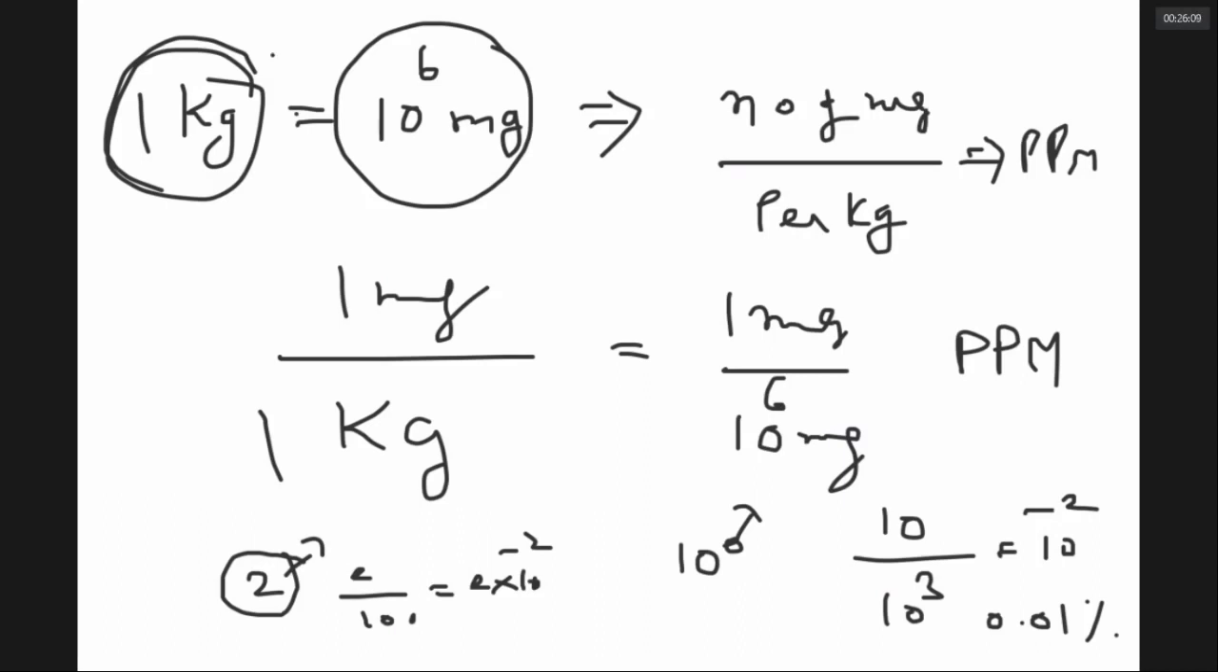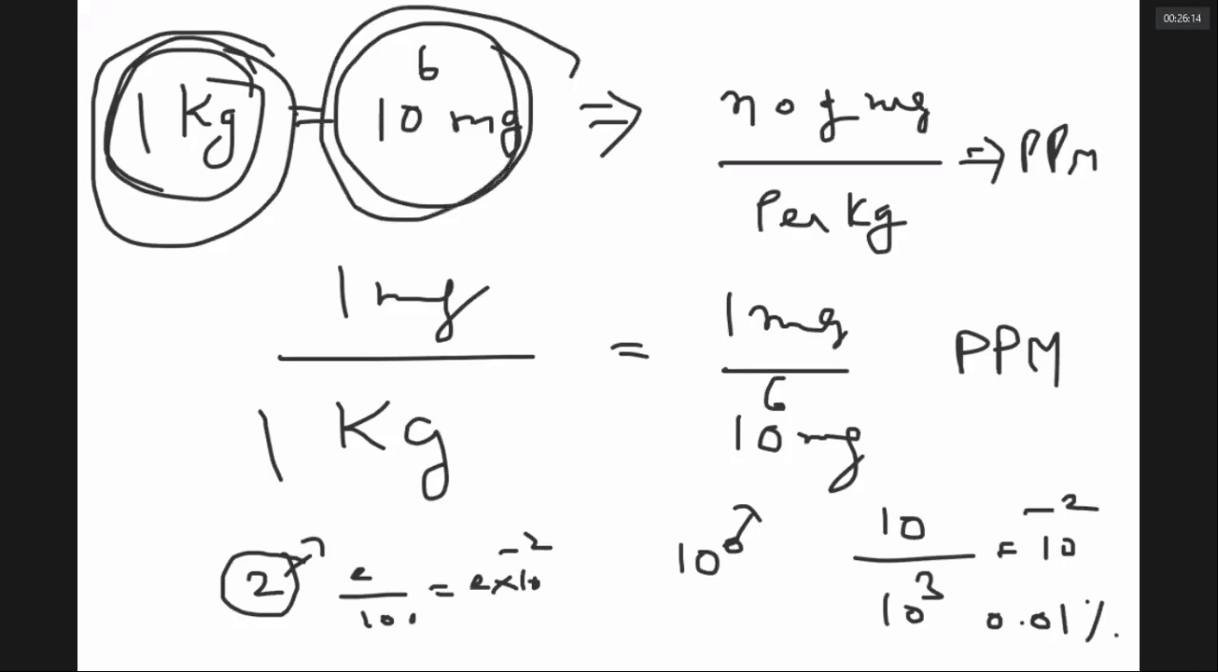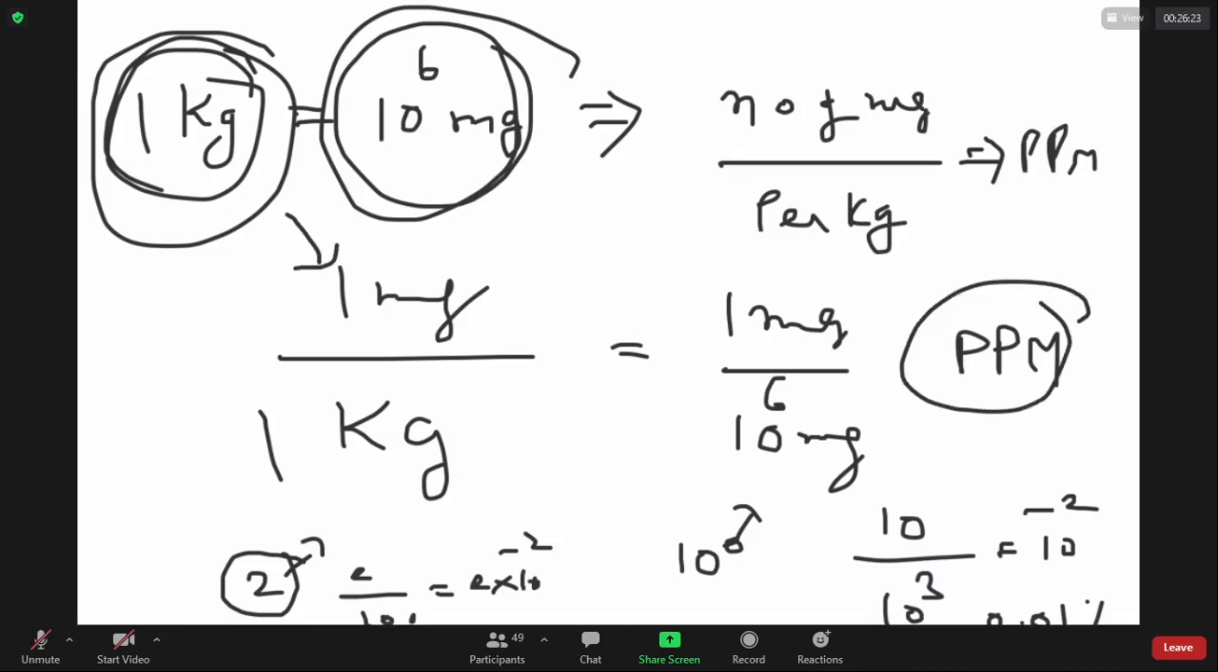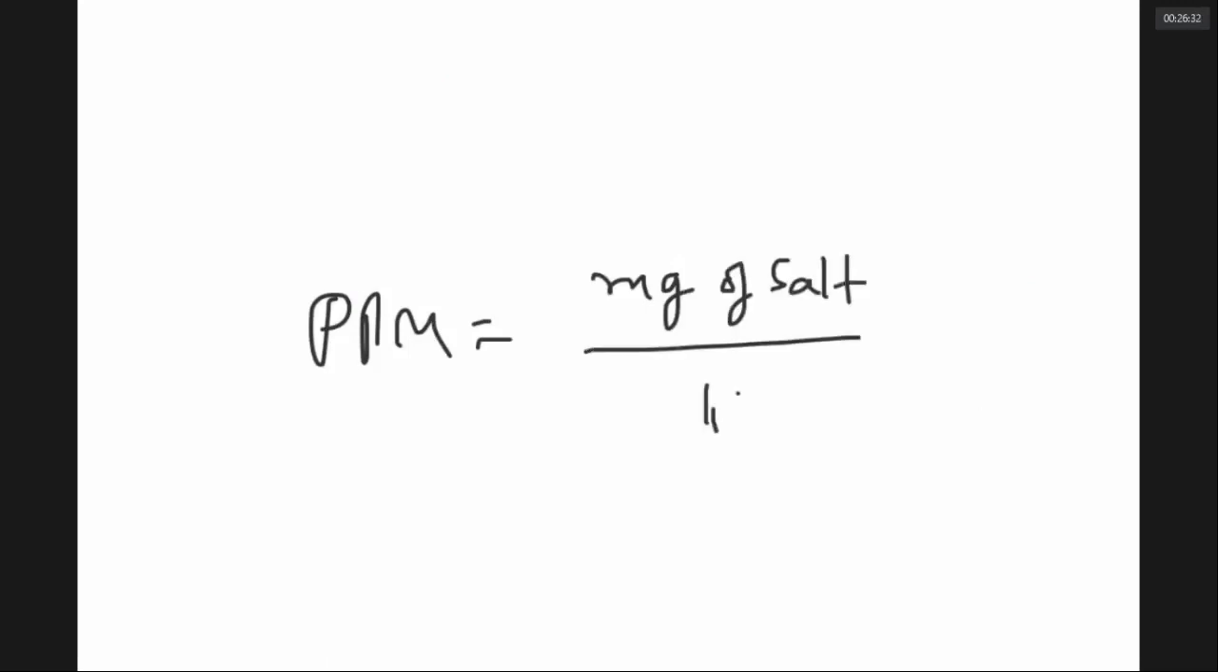See, whenever I take 1 kg of water, actually it has 10 to the power 6 milligrams. In that 1 kg, in that 10 to the power 6 milligrams, how many milligrams of salt I added? That makes ppm. So, in a nutshell, ppm is equal to milligrams of salt added by number of kgs. Yes, sir. That makes our life very simple, because each kg is a million milligrams. Yes or no? Yes, sir.